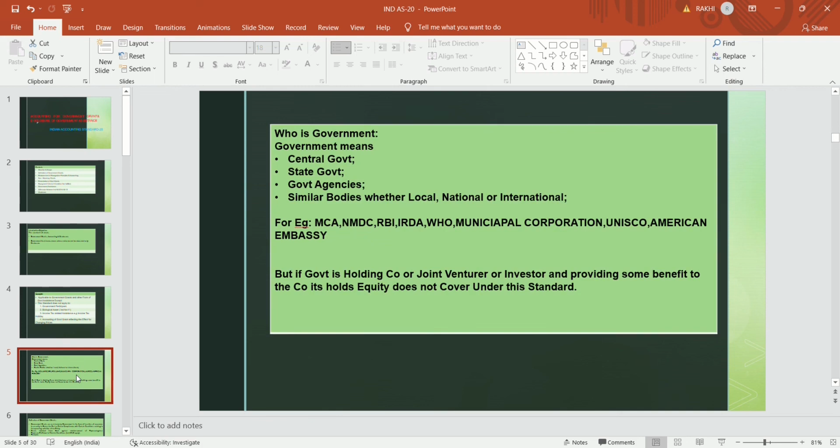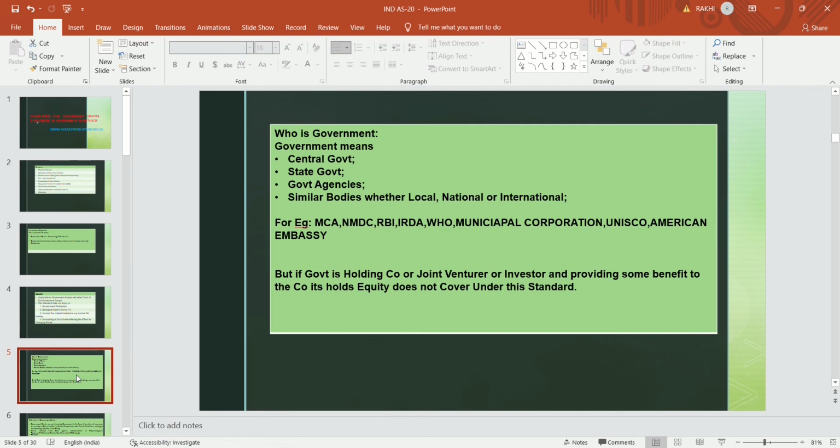Then comes the definition of government. Who is the government? Government means central government, state government, like the government of Maharashtra, government of Rajasthan, government of West Bengal, government agencies, similar bodies, whether local, national, or international. Local means municipal bodies, municipal corporations; national bodies; international means UNICEF, UNESCO, WHO, all these are international bodies.